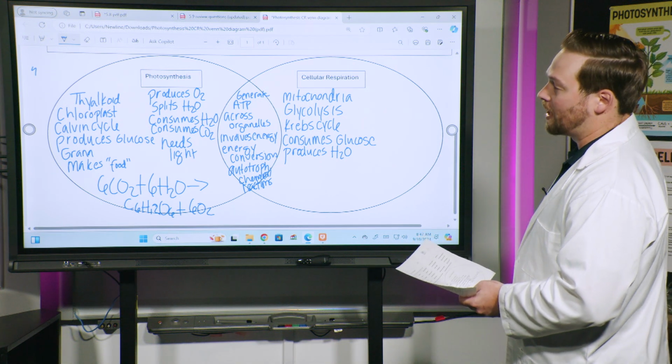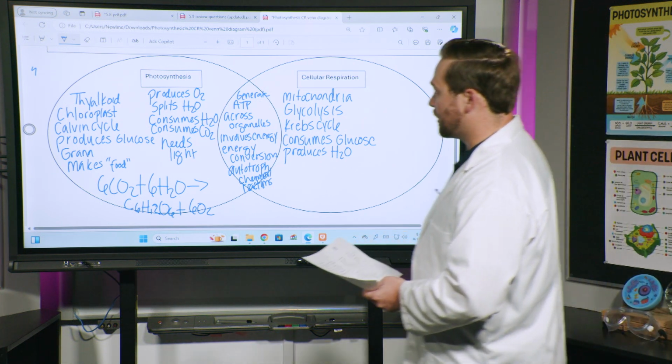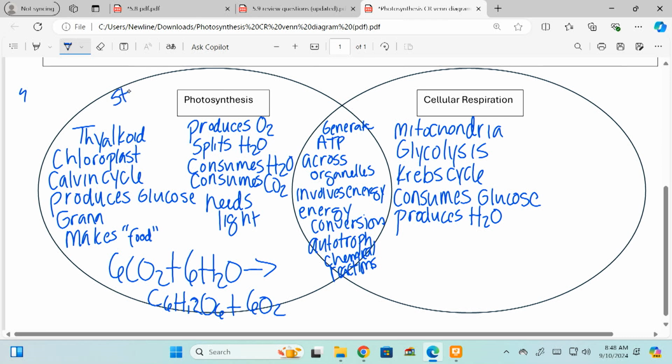All right, the next one is stroma. Stromas are in chloroplast. So where should we put it? We should put it in photosynthesis. So stroma. Okay, great work.